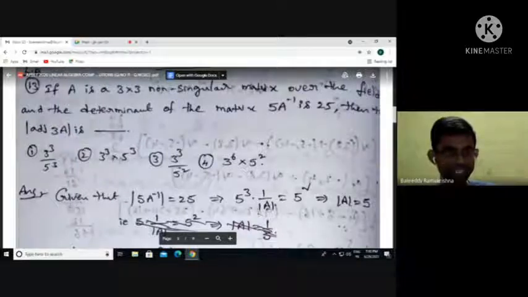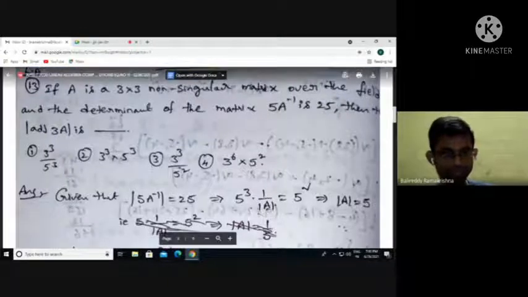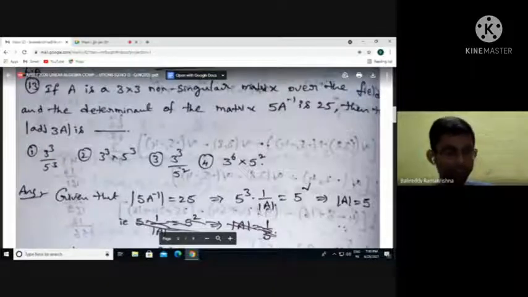So given that capital A is a 3 by 3 non-singular matrix over the field of real numbers and the determinant of the matrix 5A inverse is 25, then the value of the determinant of adjoint of 3A is dash, and the four options are: option number 1, 3 cube by 5 cube; option number 2, 3 cube into 5 cube; option number 3, 3 cube by 5 square; option number 4, 3 power 6 into 5 square. Here also we have to choose one correct option from these 4. These are all from paper 2 questions, so only one option is correct.